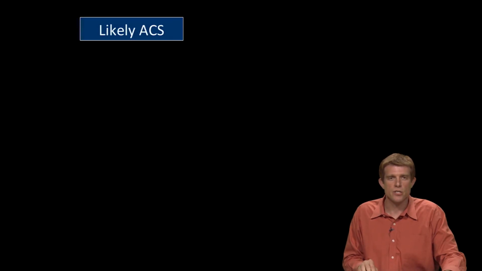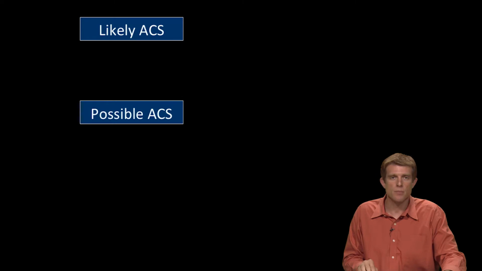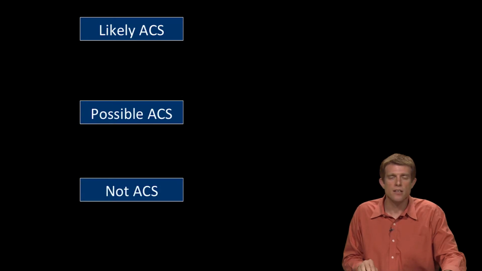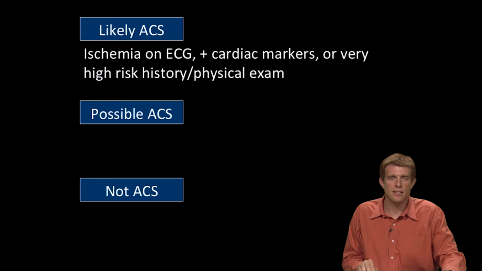When we see our patients, we want to divide them into 3 categories: likely or definite ACS, possible ACS, and not ACS. So the patients that fit into the likely ACS category are patients with clear ischemia on ECG, so ST elevation or ST depression that is consistent with ischemia. Patients with positive cardiac markers, or patients who had a very high risk based on their history and physical exam.